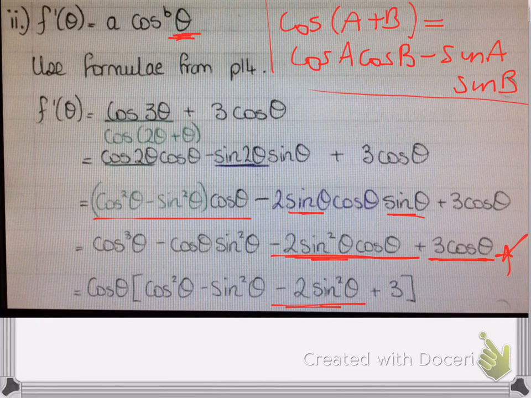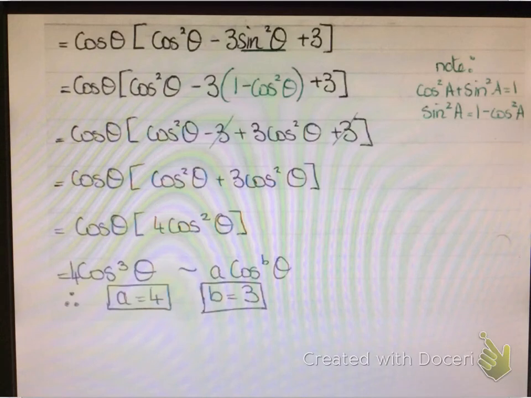Now I'm going to tidy up inside that bracket. You've got a minus sine squared theta and a minus 2 sine squared theta. That's minus 3 sine squared theta. Okay, so it's cos theta, a bracket, cos squared theta minus 3 sine squared theta plus 3. We all know sine squared theta can be rewritten as 1 minus cos squared theta, and that's coming from these rules here from page 13 of the log tables. Okay, just by rearranging them.